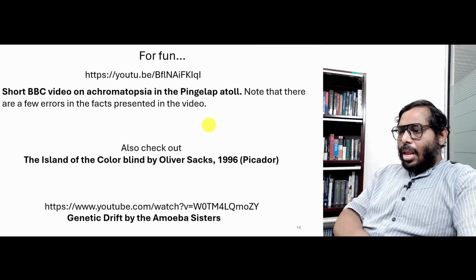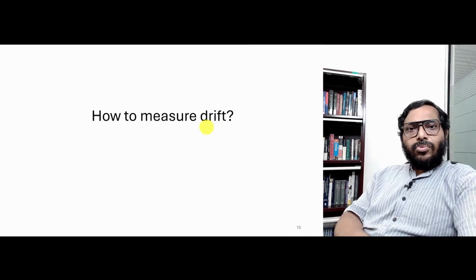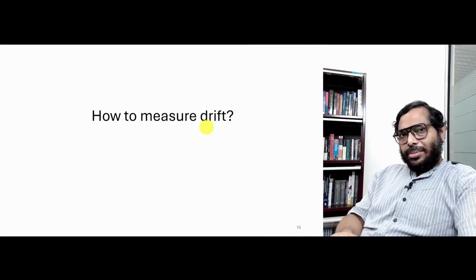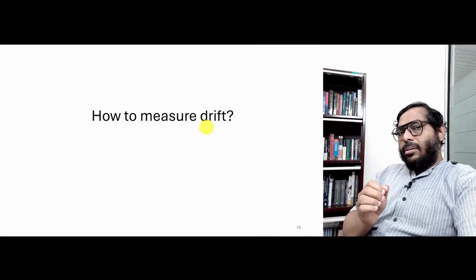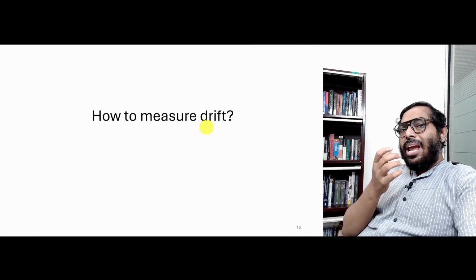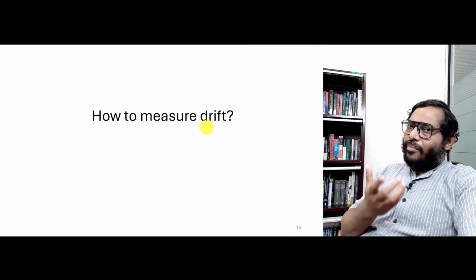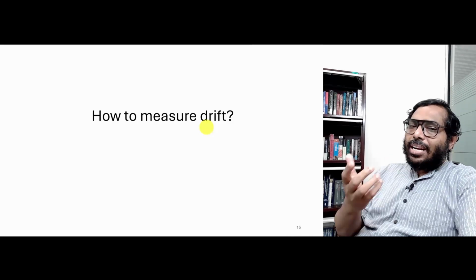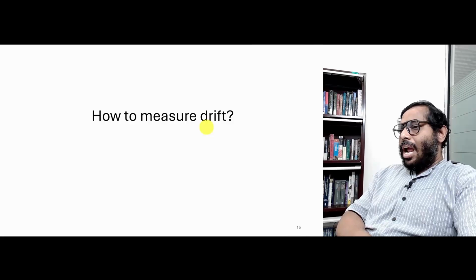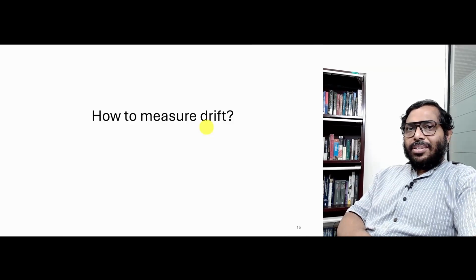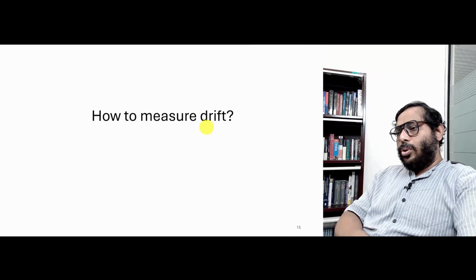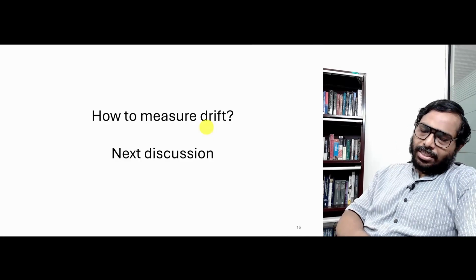Till this point we were just talking about drift changing the composition, but at some point we have to be able to measure the effects of drift, because without measuring we can't really figure out what exactly it is going to do to evolution. How to measure drift and what those measures will lead to, those are the things that we are going to do in the next discussion.